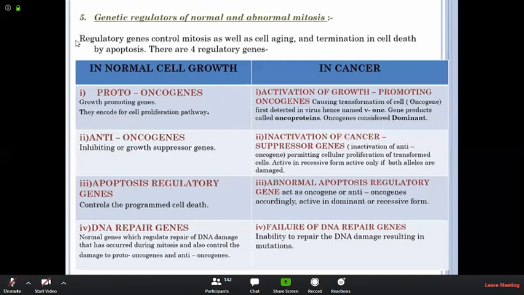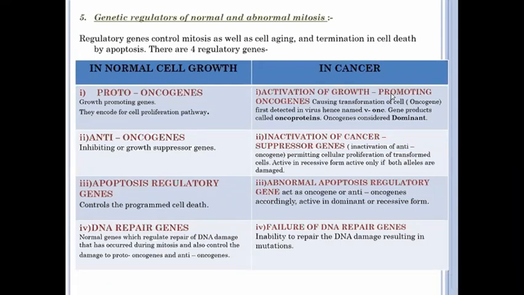The third factor is abnormal apoptosis regulatory gene. It is an oncogene or the anti-oncogene accordingly. So they will be active in dominant or the recessive form, and they will check the normal process of apoptosis of a normal cell and interrupt the normal process of programmed cell death. The fourth is the failure of the DNA repair genes: when there is an inability to repair the DNA damage, it will result in the mutation of the cell, and that cell will further progress to form a malignant tumor.